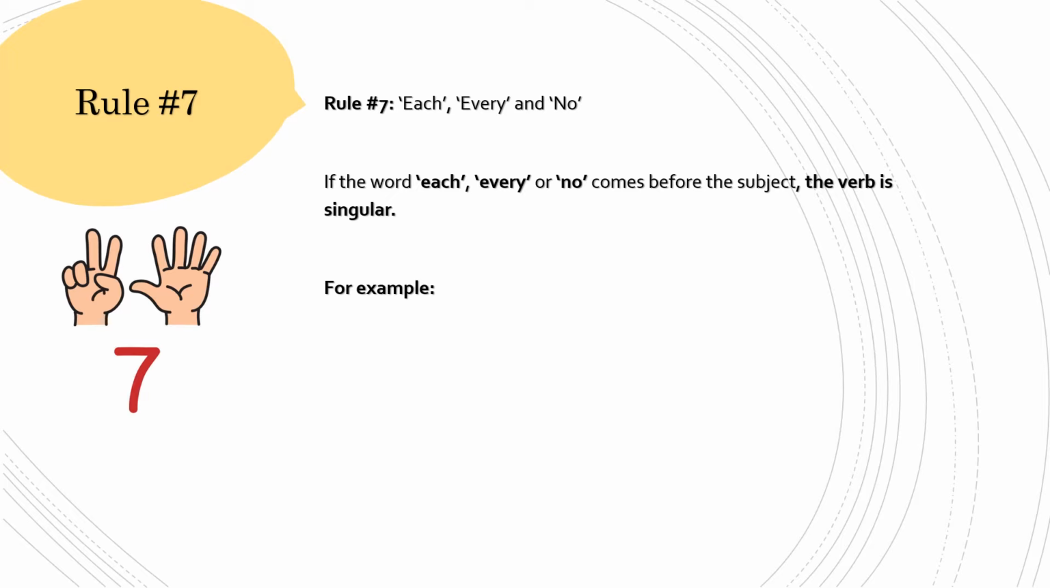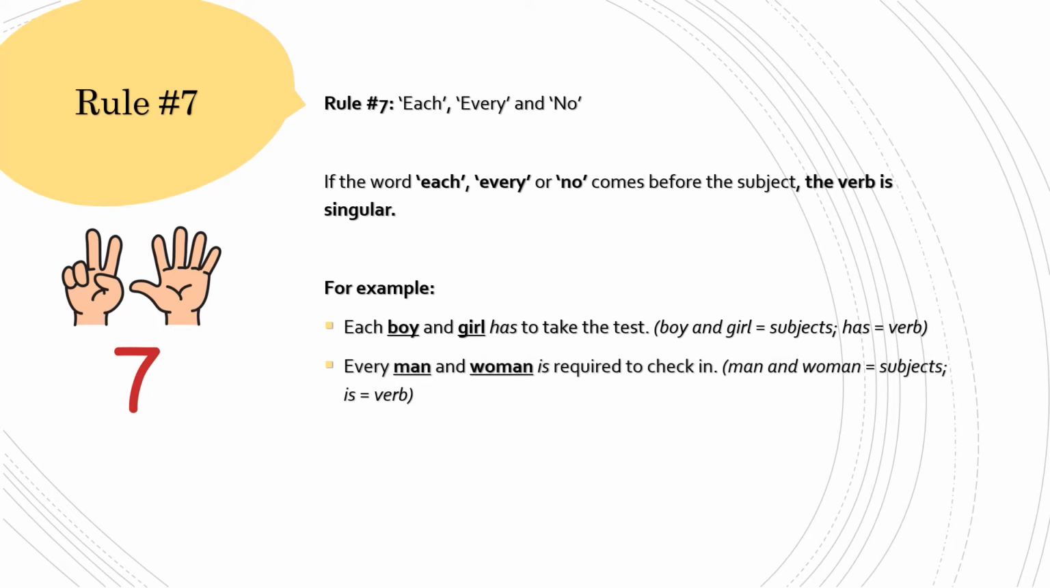For example, each boy and girl has to take the test. Boy and girl are the subjects, and has is the verb. Every man and woman is required to check in. Man and woman are the subjects, and is is the verb. No pen and paper is needed. Pen and paper are the subjects, and is is the verb.